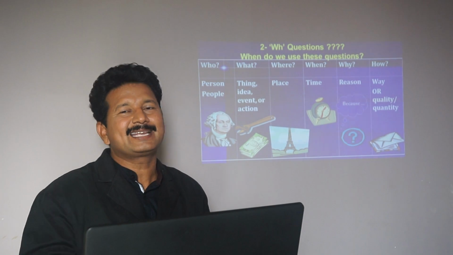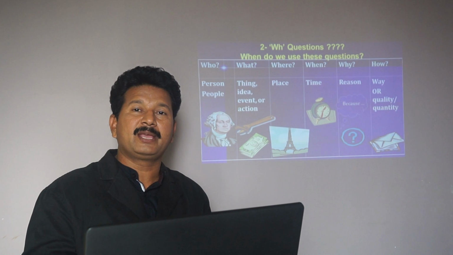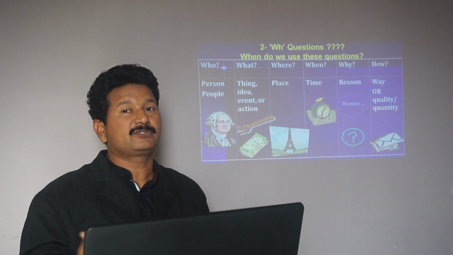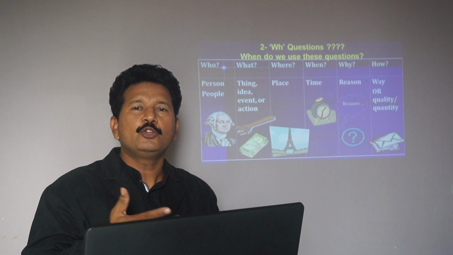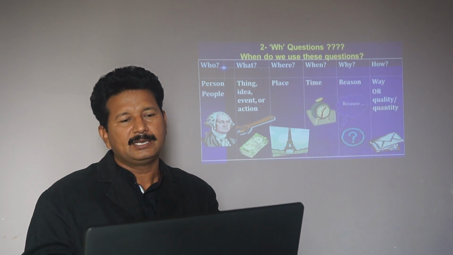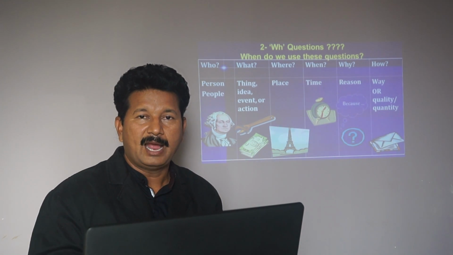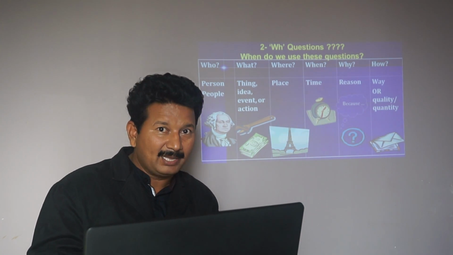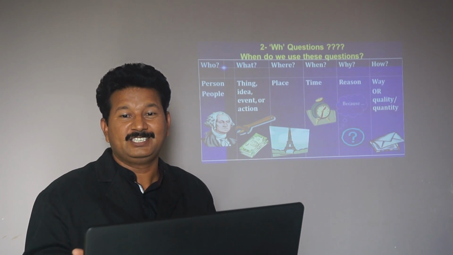Now, we'll see the second type of questions. These are WH questions. And these questions usually begin with WH words. And now let us see when do we use these questions. If you ask the question with who, then you want to ask about a person. And when you want to ask a question with what, it's meant for things or ideas or events or actions. And if you begin a question with where, obviously we are asking about the place. And when for time, and why for a reason.